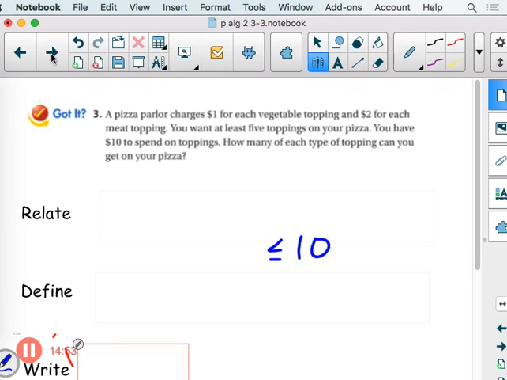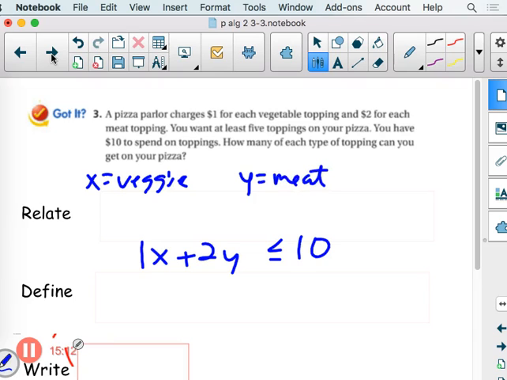And that was about money. So what other information do we have up there about money? $1 for x, which is veggie toppings, plus 2y, and that'll be our meat toppings. So x veggie, y meat. We're going to need at least one more total here, or we don't have a system. Let me see. At least 5 toppings. So if you get 4, will you be happy? If you get 5, will you be happy? Yeah, 5 is at least 5. How about 6? Oh yeah, even happier. So it's going to be greater than or equal to 5.